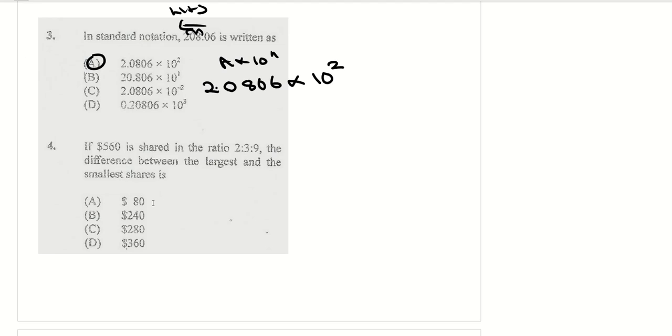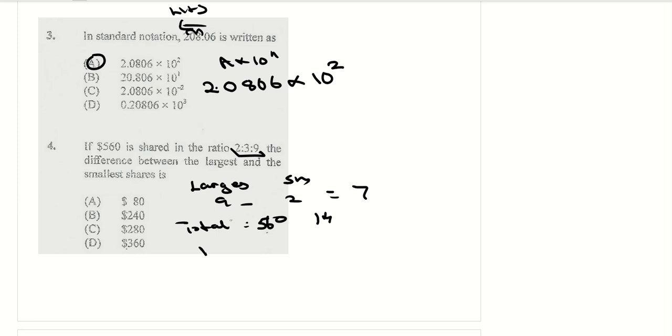If 560 is shared between 2 to 3 to 9, the difference between the largest and the smallest share: the largest share is 9, smallest share is 2. The difference between these two is 7. So they are basically telling you to find what 7 parts is. We know the total is equal to 560, and the total number of parts is 9 and 3 is 12, 12 and 2 is 14. So we know 14 parts is equal to 560.